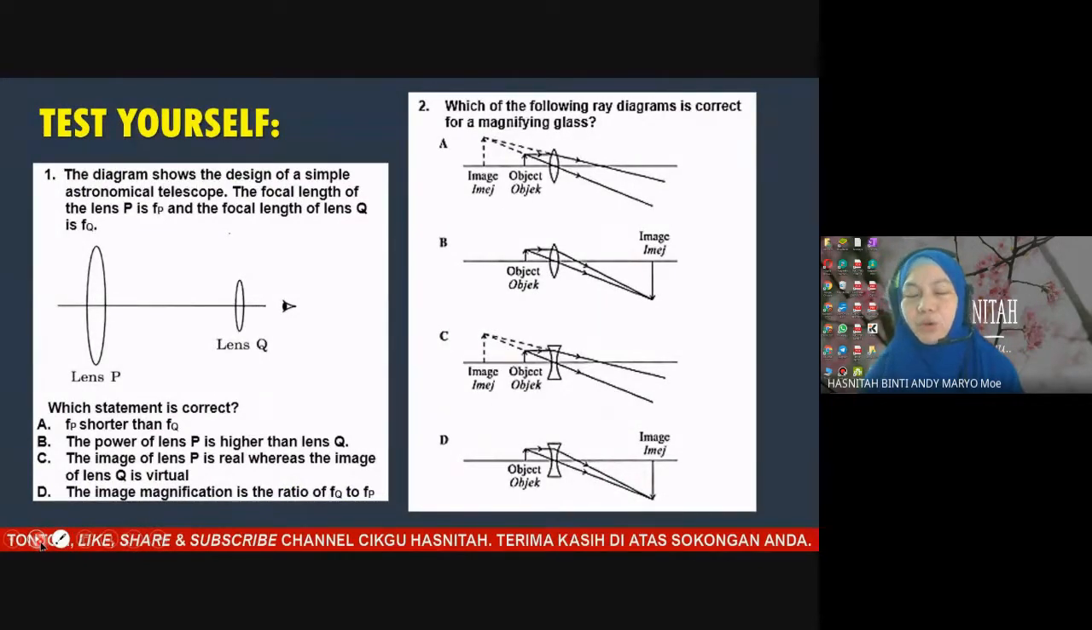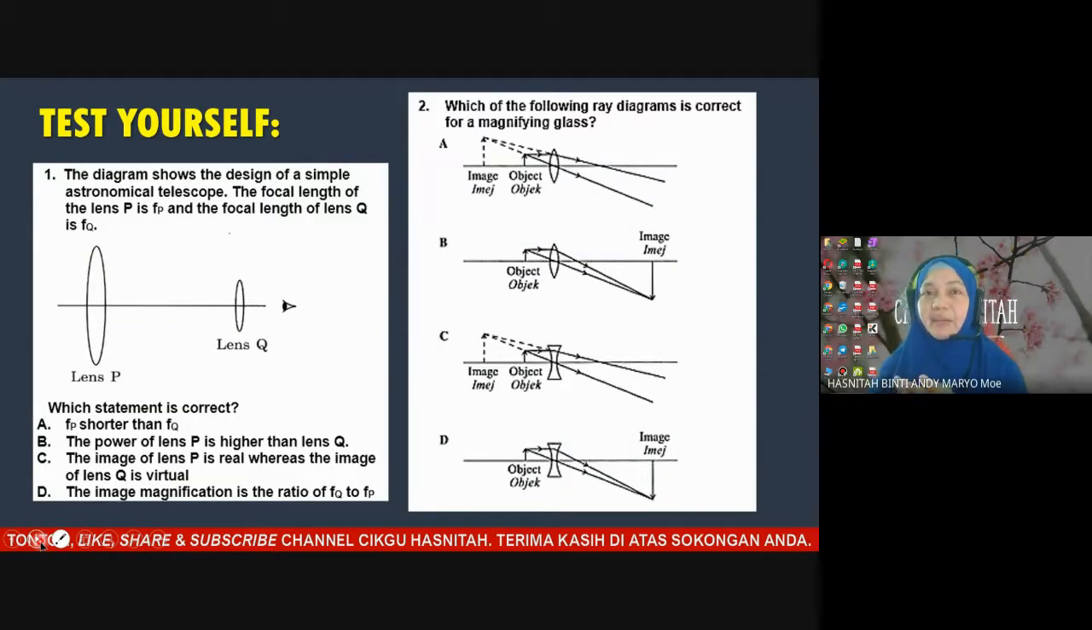I have discussed with you the magnifying glass, compound microscope, telescope, camera, and slide projector. So what is the most important thing for you to take notes? Please bear in mind. First and foremost, for the first three, magnifying glass, microscope, and telescope, you must know what type of lenses we are using. What type of lens? Convex and concave, students. In magnifying glass, in microscope, in telescope, what type of lenses are we using? Convex. Yeah, they are all using convex lens.